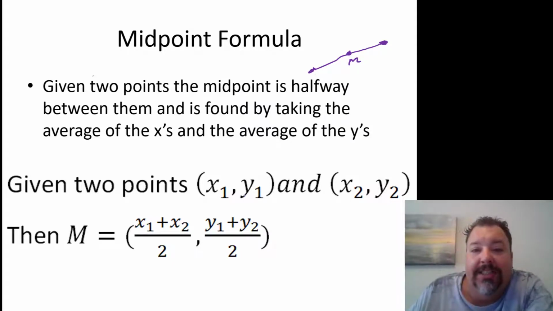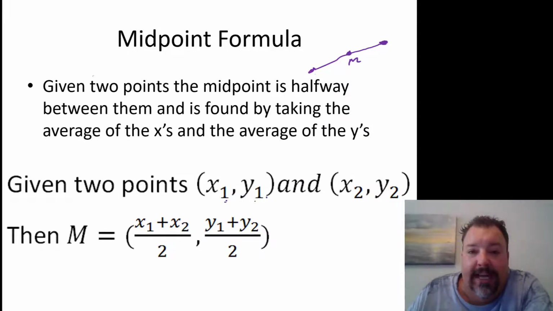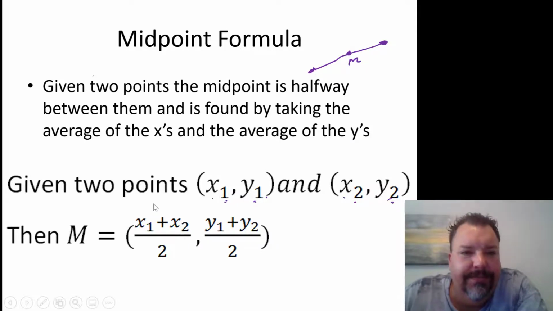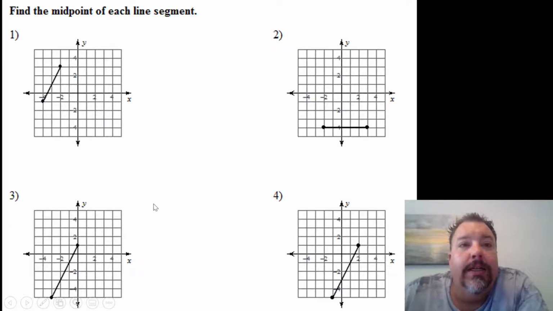So given 2 points, x sub 1, y sub 1, and x sub 2, y sub 2, these little subscripts here just tell us that these x and y's come from the first point, and these over here come from the second point. To find the midpoint, we're going to take the average of the x's, so we add those and divide by 2, and we're going to take the average of the y's, add the 2 y coordinates together, and divide by 2. And that will give us the coordinates for our midpoint.